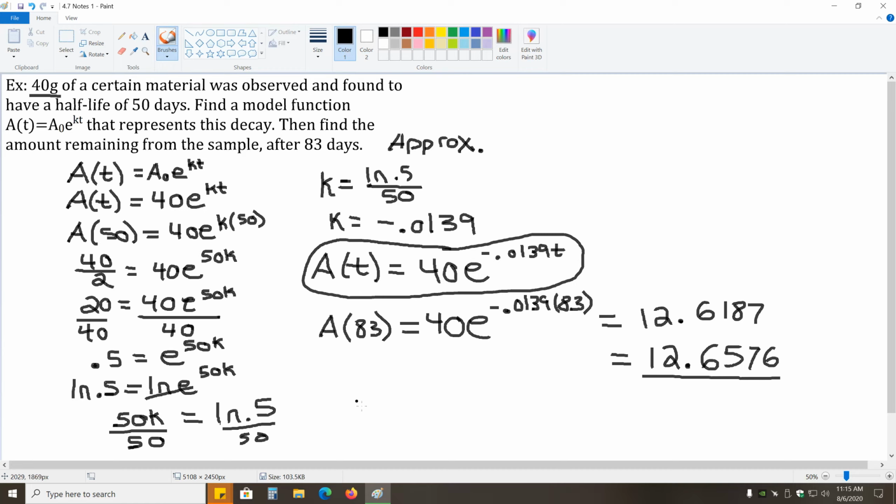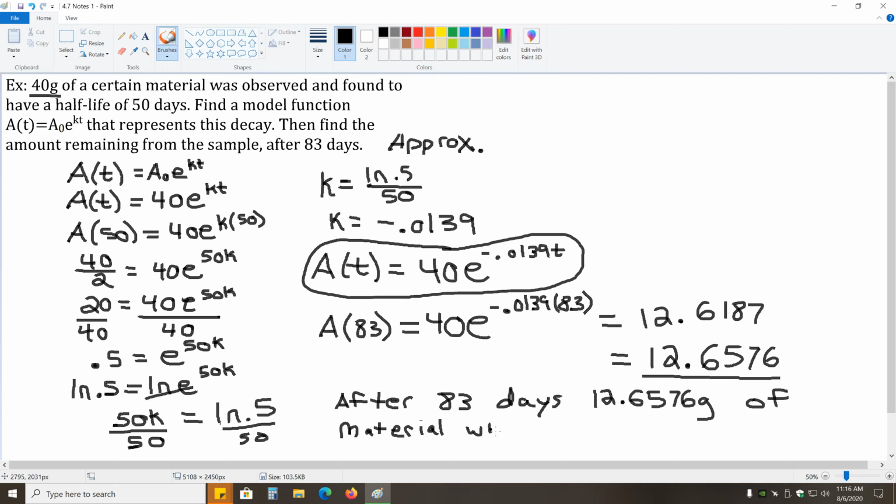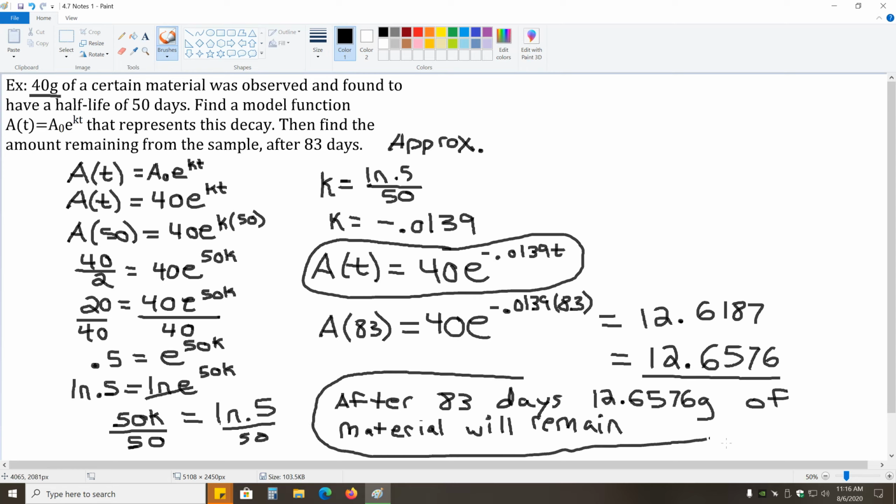So we'll go ahead and put this into a sentence answer, because this was a story problem. So after 83 days, we have that 12.6576 grams of material will remain. And that is our second part of the answer, and now this problem is completely solved.